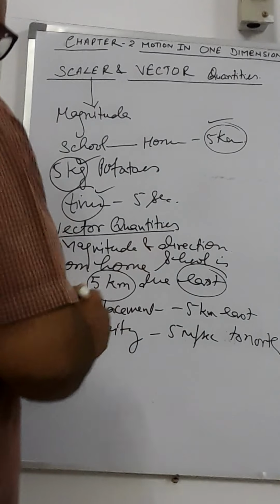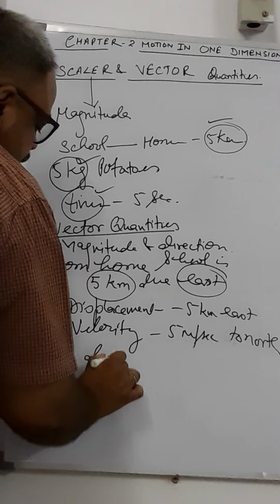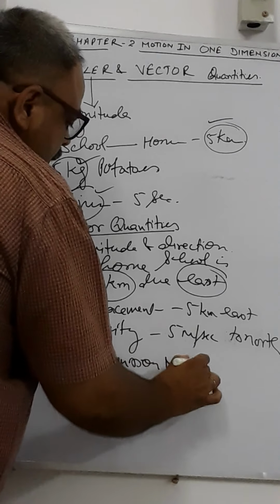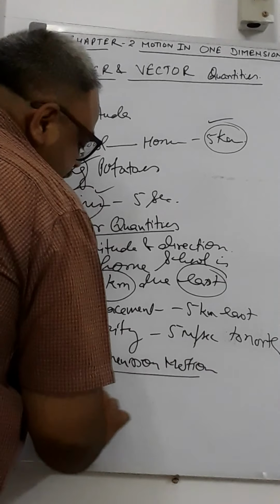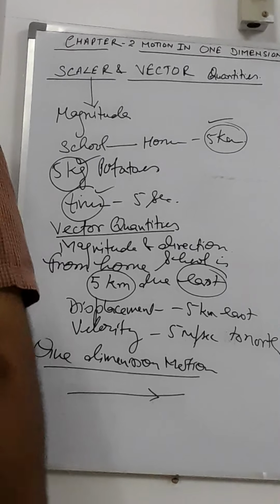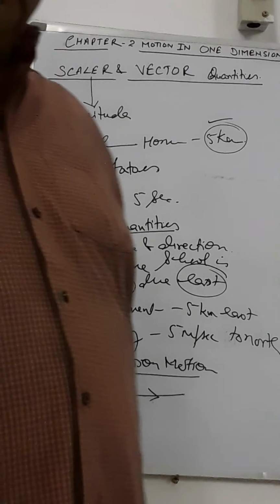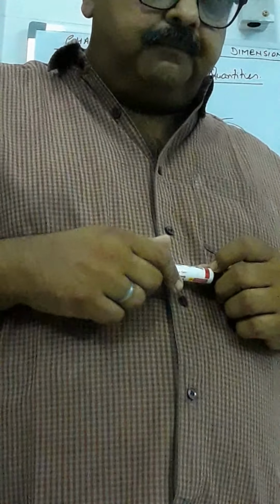One dimension motion: when the body moves along a straight line. Motion of a body in a straight line path is said to be one dimension.